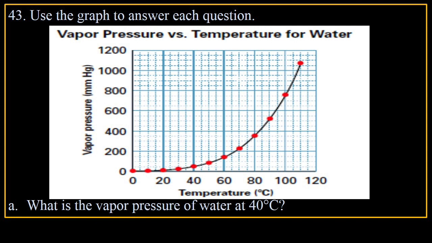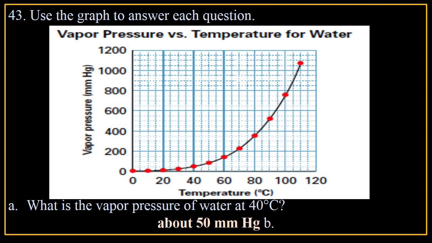somewhere less than 100, considerably, maybe 50. Yeah, 50 millimeters of mercury. You see what I'm doing? I'm trying to answer the question before the answer actually comes up on the screen, and that's what you should also be doing. Now let's wait for the next one. I think it's going to be B, judging from the typo next to mercury.